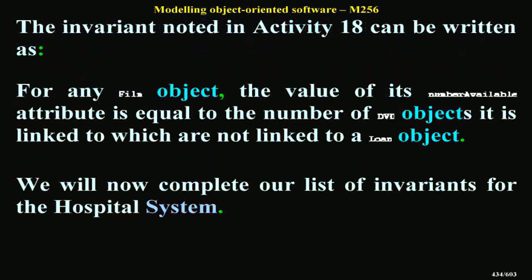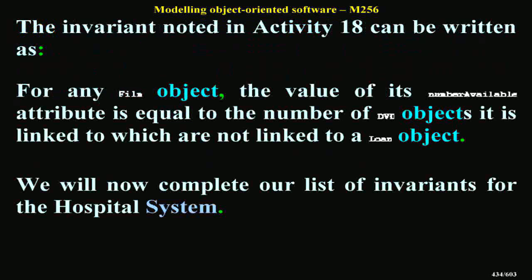B. The real-world constraint is that the number of copies of a film that are available is the number of DVDs of that film which are not currently on loan. The invariant noted in Activity 18 can be written as: for any film object, the value of its attribute is equal to the number of DVD objects it is linked to which are not linked to a loan object.